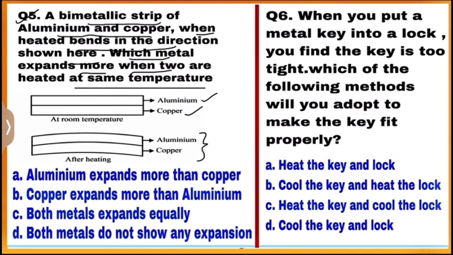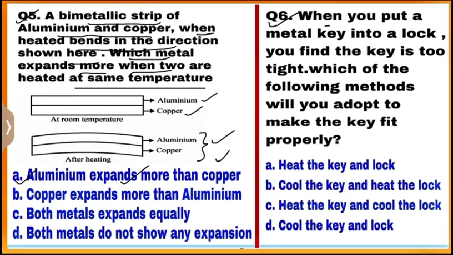Answer is aluminium expands more than copper, and the principle involved in a bimetallic strip is unequal expansion or contraction of different materials on heating or cooling. So, aluminium expands more than copper on heating at same temperature. So, A is the correct answer.